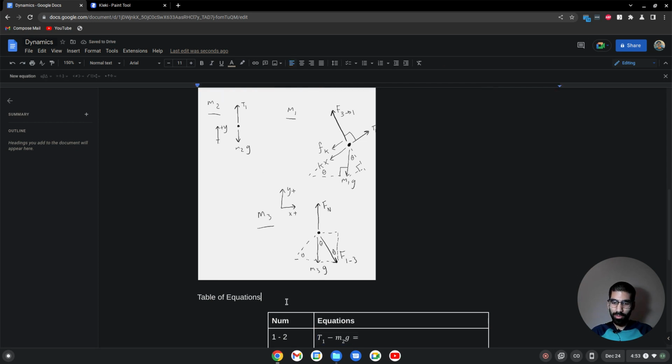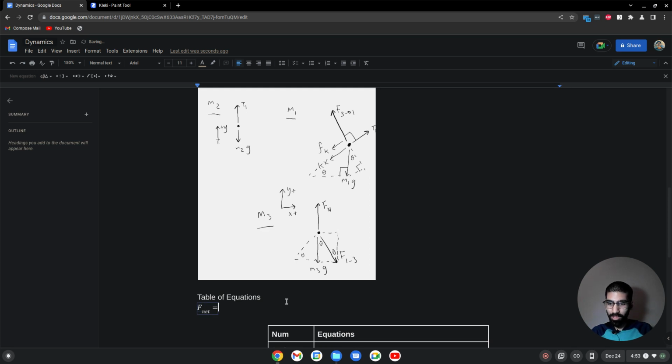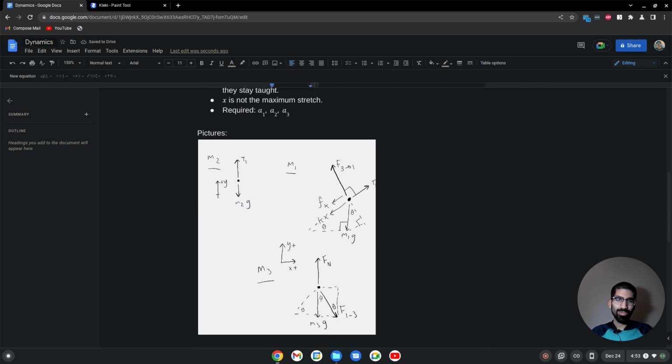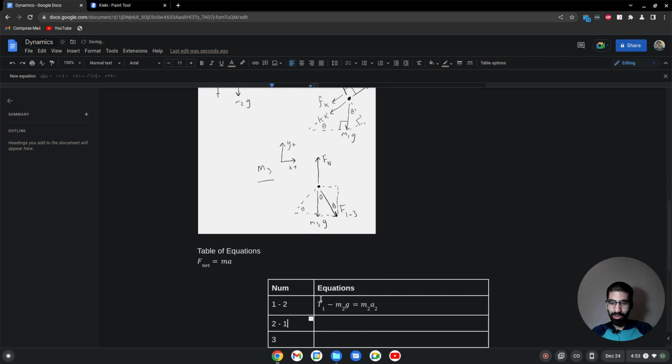So I'm going to put this equation here so you can remember what we're doing every single time. F net, the net forces, are equal to the mass times the acceleration. So the net forces here are equal to the mass, m2, times the acceleration, a2. And we're done with 2. Yay, that wasn't too hard. Alright, let's move on to 1.